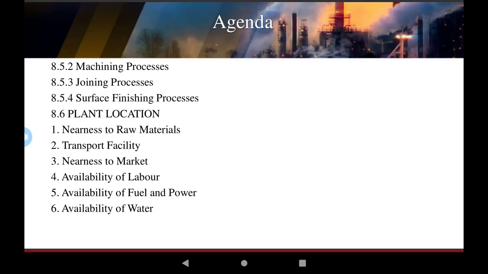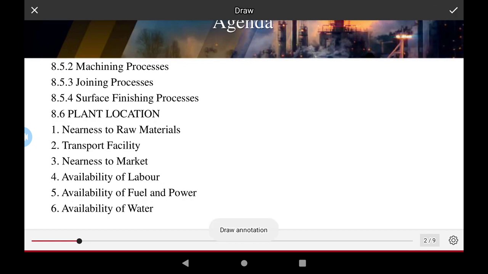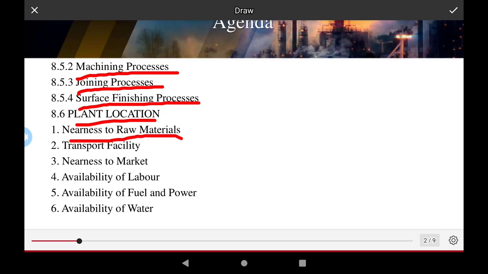The agenda for today in this video: the machining process, joining process, surface finishing process, and plant location, nearness of the raw materials and transportation facilities, nearness to the market, availability of labor, availability of fuel and power, and availability of water.